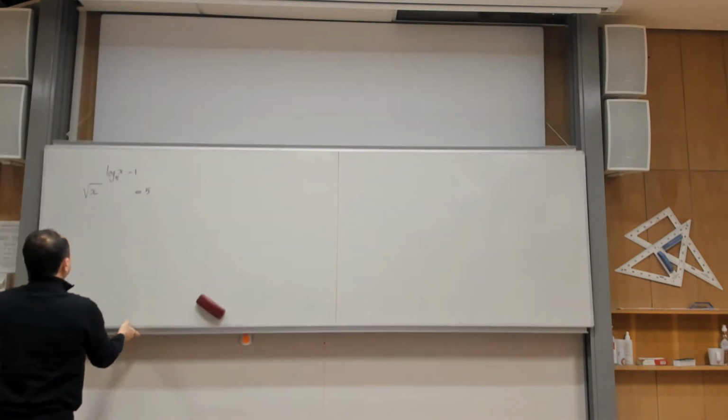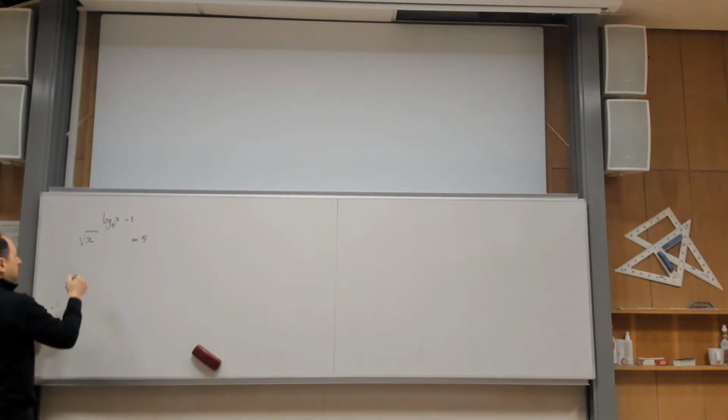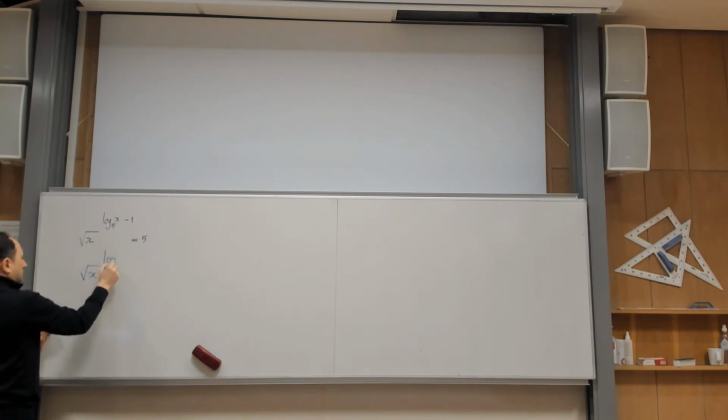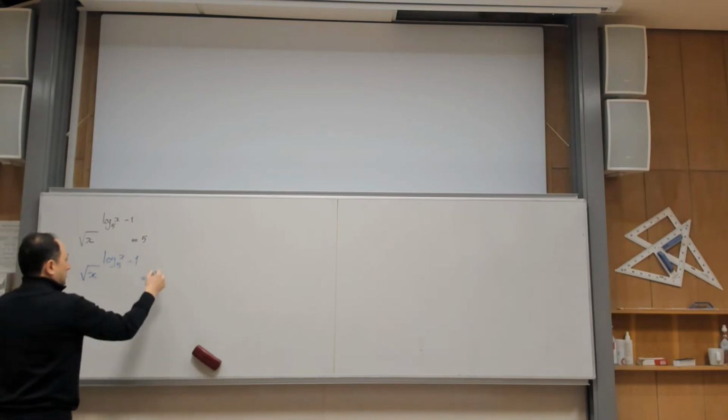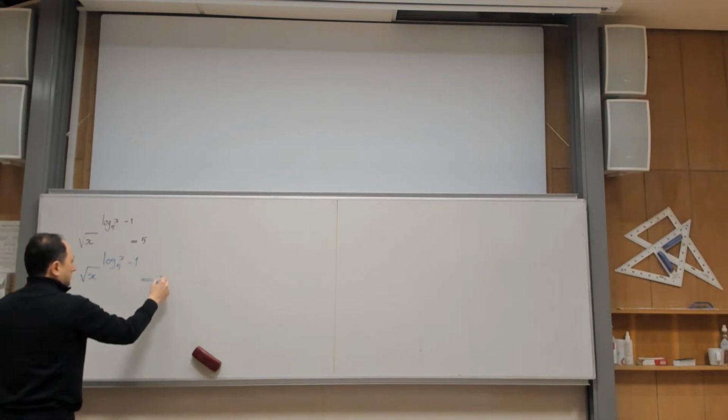So what you are saying is that I repeat the left-hand side. Yes. And then instead of 5, what should I write? 5 to the power of log of 5 with base 5. Yes.